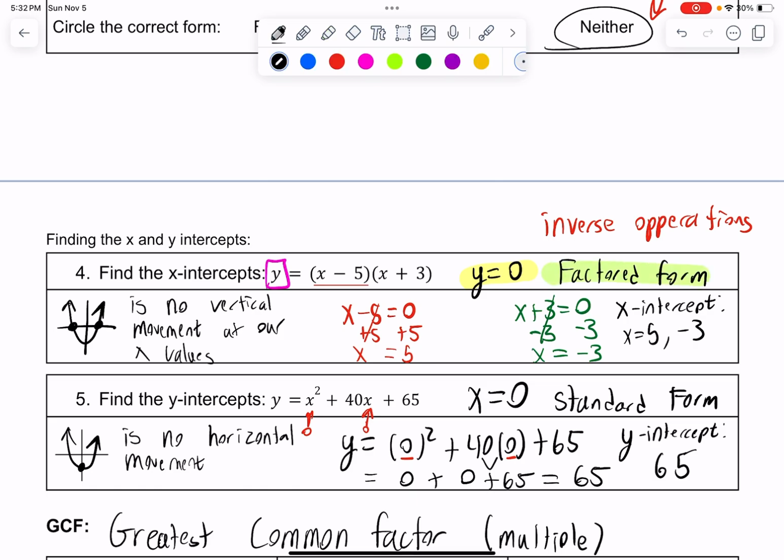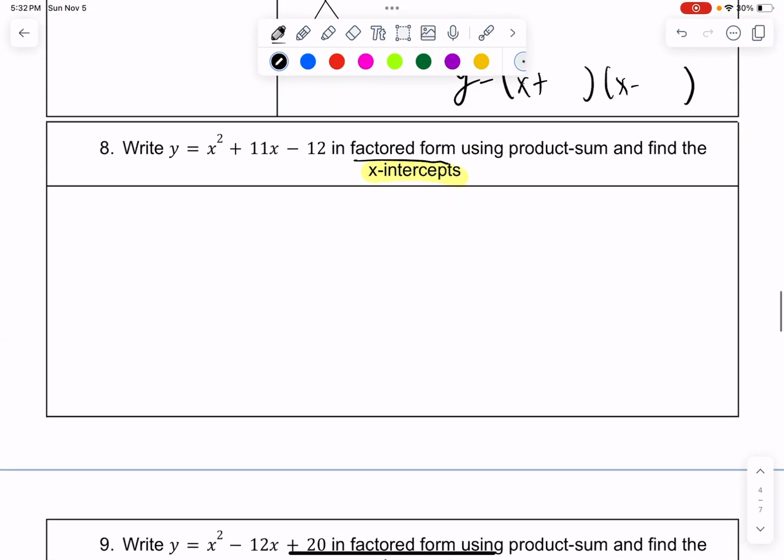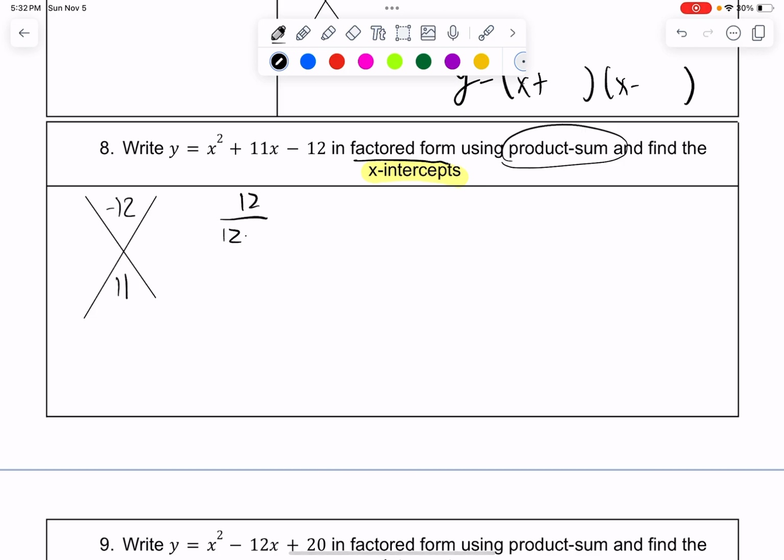So if that's the case, let me go all the way back down to our problem, and I have to be able to figure out that here I'm using my product sum, so I'm looking at what two numbers multiply to negative 12, but add to 11. And let me list my factors of 12. So I have 12 times 1, 6 times 2, and 4 times 3. And if I'm trying to add to a positive number, that means I have to have my bigger number be positive and my other number to be negative here.